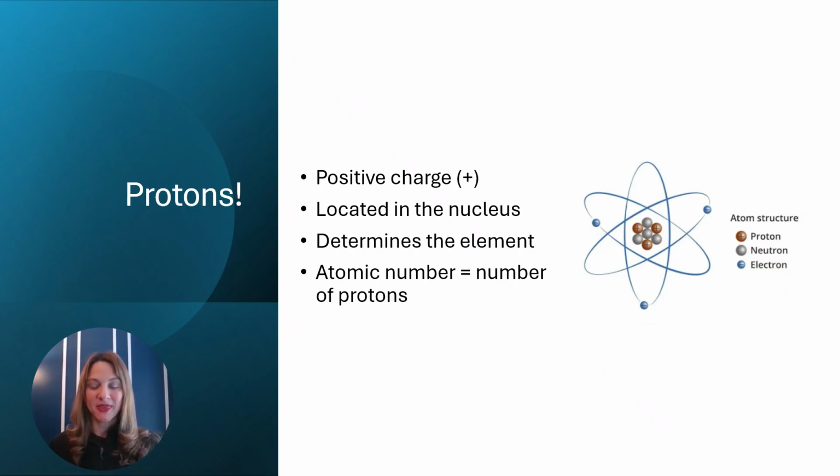So let's talk a little bit more about that first component, which is the proton. Protons have a positive charge, and when I was a kid, I used to remember that because proton and positive both start with the letter P. Now, that really only works with protons. It doesn't work with the neutrons and electrons. Protons are located in the nucleus of the atom, so in that middle part of the atom, and the number of protons is what determines what element an atom is. And we know how many protons are in an atom of an element based on the atomic number. So the atomic number is the number of protons in an atom of a specific element.